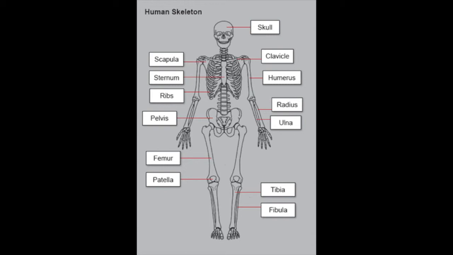Ligaments and tendons. Ligaments are tough tissue that joins bone to bone across a joint, whereas tendons attach muscle to bone and allow movement. There are 3 different types of joints you need to know. The first is immovable. These are fixed and no movement is possible. They are found in the skull.